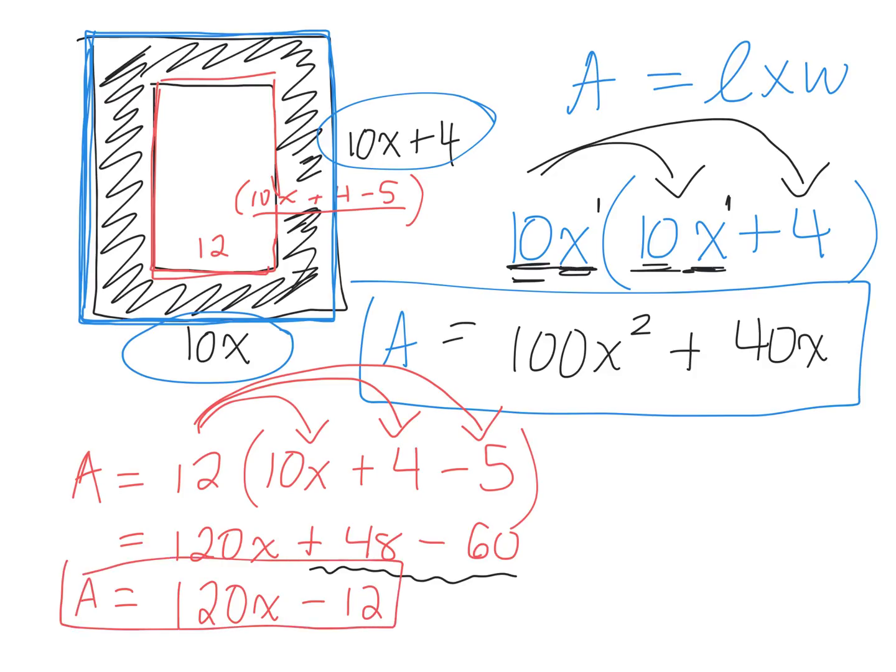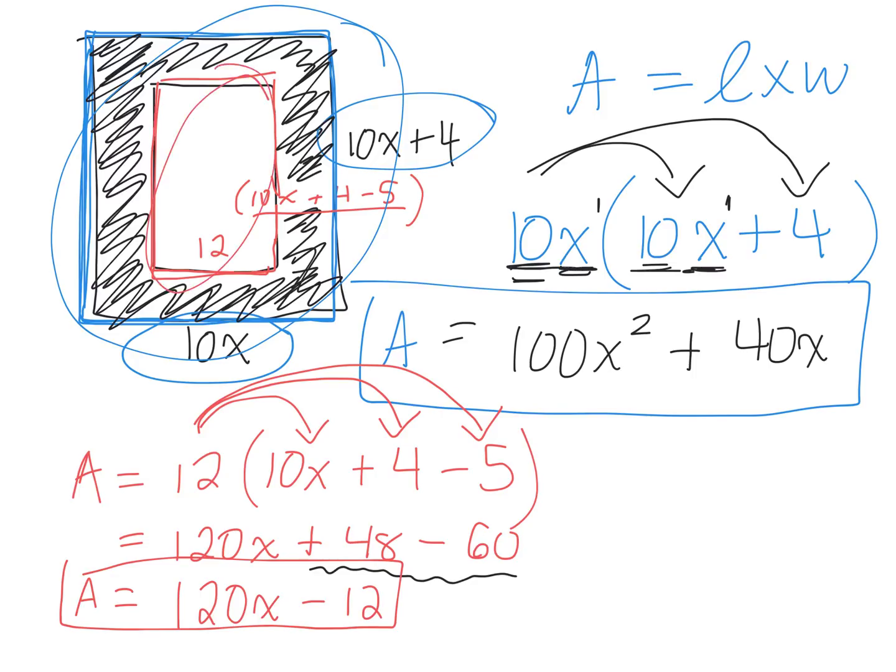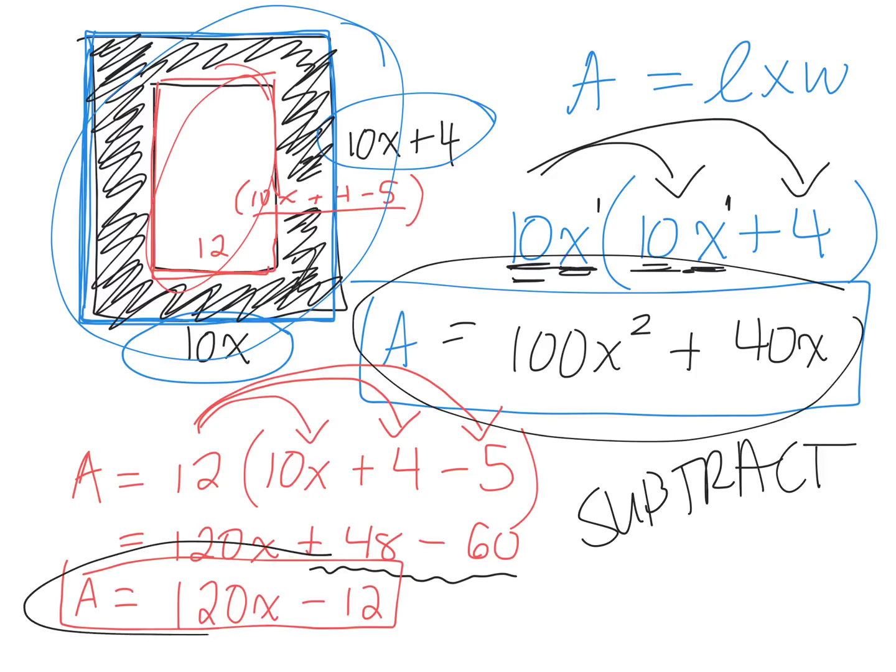Okay? But if I just want to know the area of this part, the shaded part, I have the whole area and I have the inside. What do I need to do with these two areas? We need to subtract. I need to take the entire area and then subtract the inner part. That inner portion's getting cut out. It's just the frame that we need to calculate the area of. So I'm taking 100x squared plus 40x, this one, and subtracting 120x minus 12. Now be careful the way you write this. Watch how I'm going to write this.